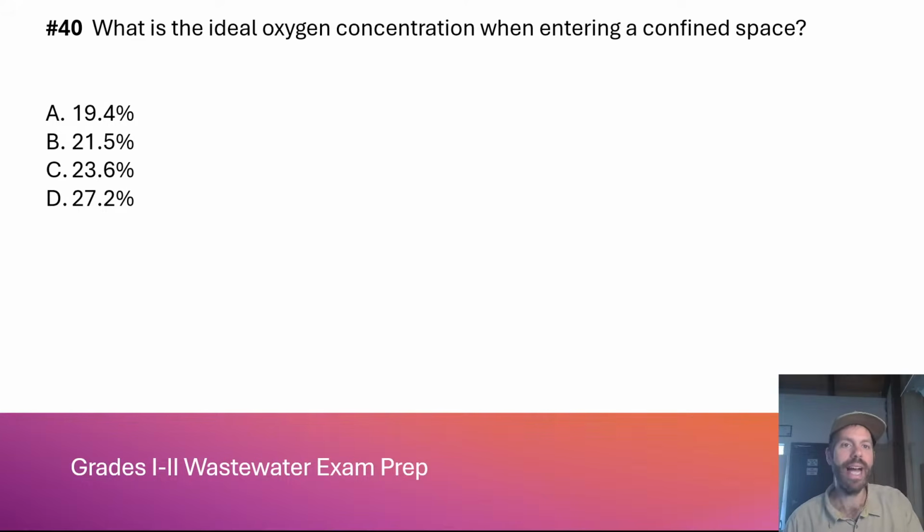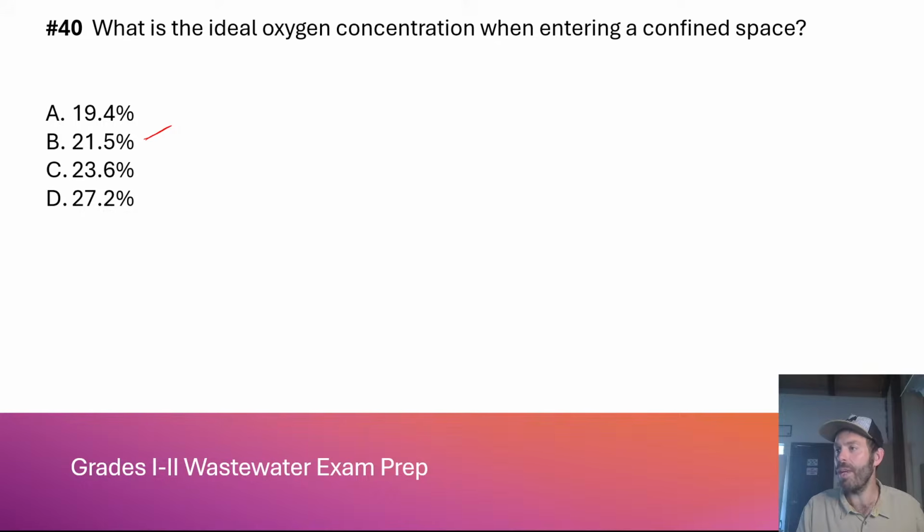40. What is the ideal oxygen concentration when entering a confined space? A, 19.4%, B, 21.5%, C, 23.6%, D, 27.2%. The ideal oxygen concentration when entering a confined space is B, 21.5%.